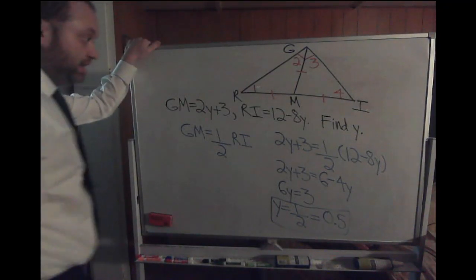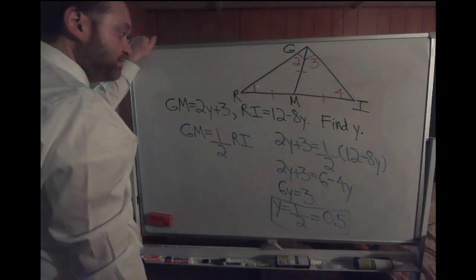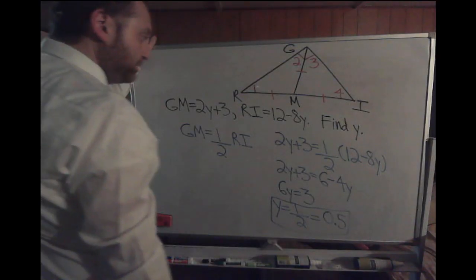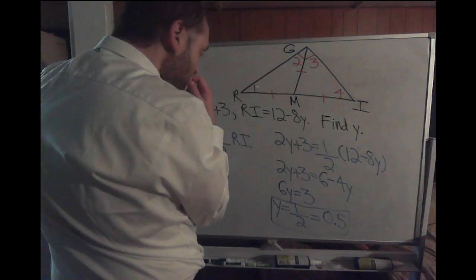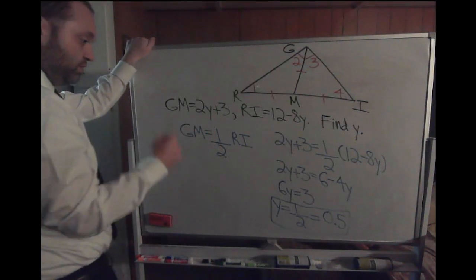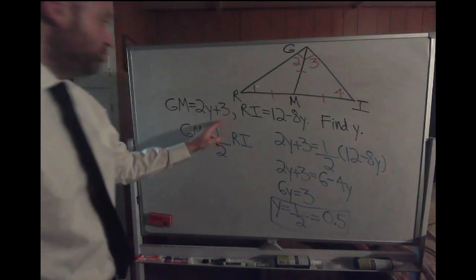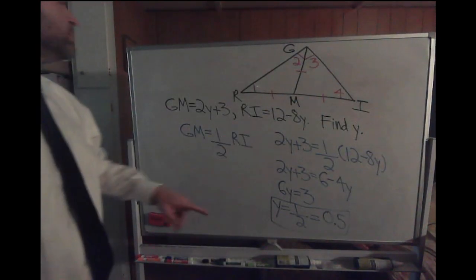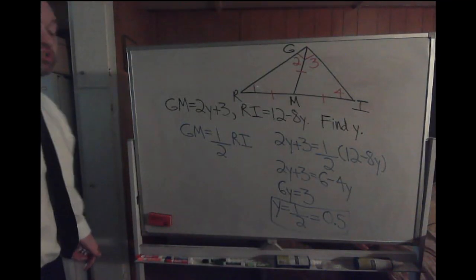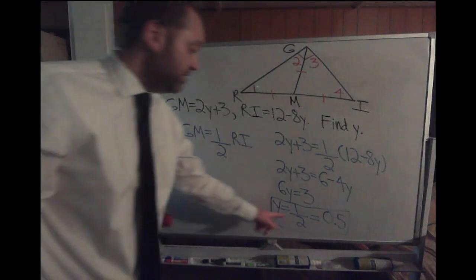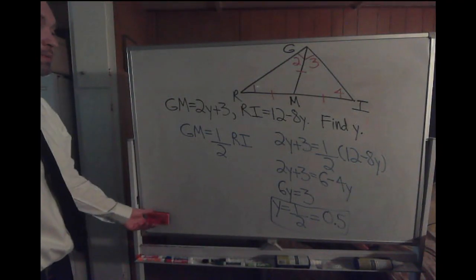So let's put this in here. Half of 8 is 4. 12 minus 4 is 8. That'd be 2. That'd be 1 plus 3 is 4. Yep, so these would actually check out. If you put in the 0.5 value for y, you would find that GM is equal to half of RI. So sometimes don't doubt yourself, because you will get decimal answers, and you've done everything right. You will get decimal answers.